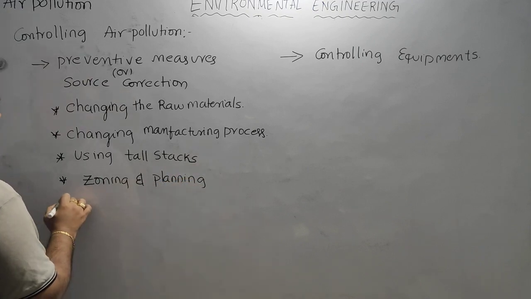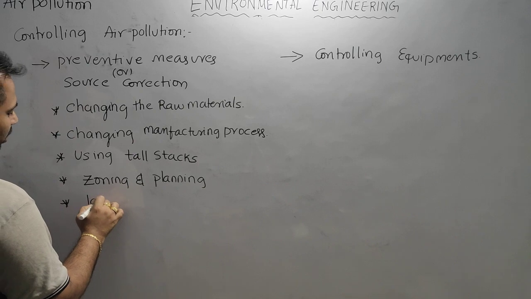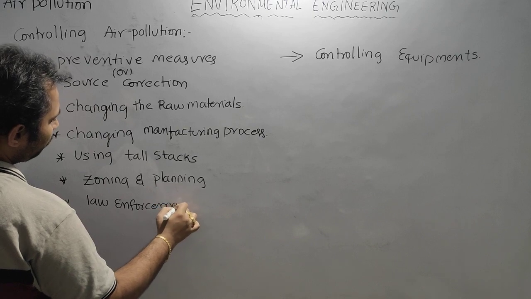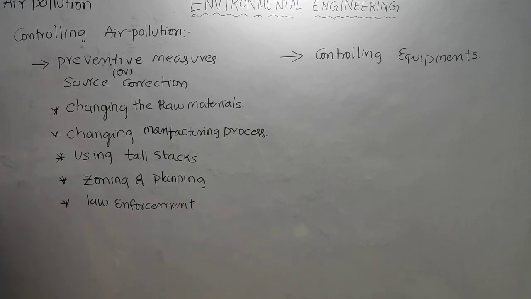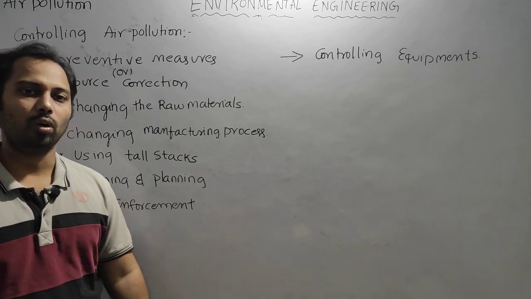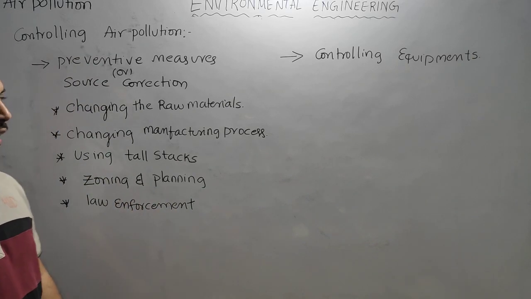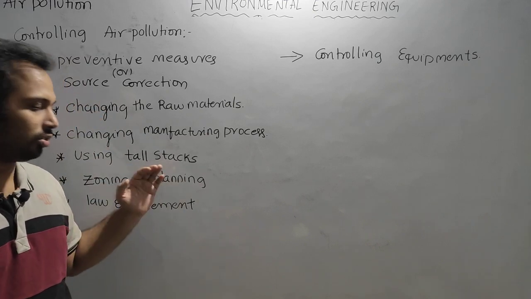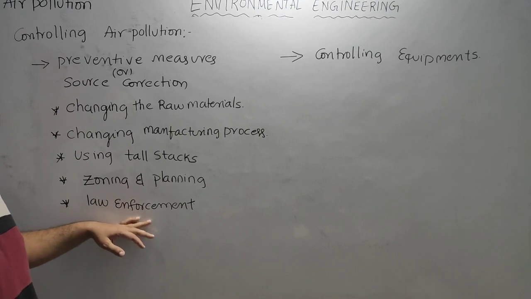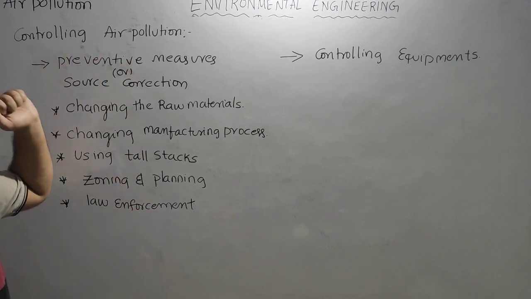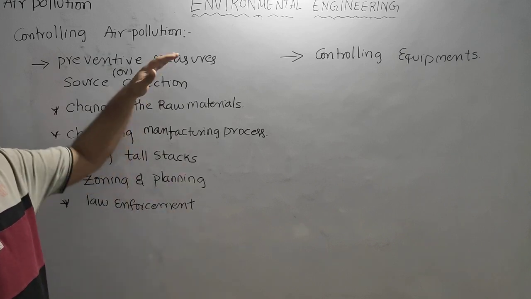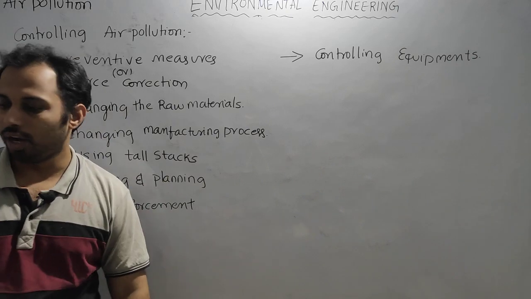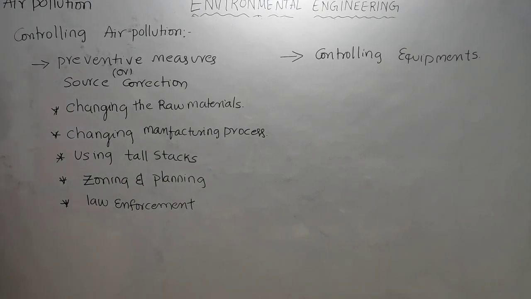And strict law should be enforced. So law enforcement: if they have deviated from any of the pollution control guidelines specified by the pollution control department, if they are not following those guidelines, they should be strictly punished. That kind of law enforcement will also prevent air pollution somehow. See, these are qualitative, not quantitative. These are all qualitative methods, behavioral changes which we need to make.